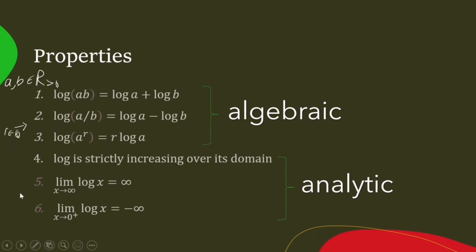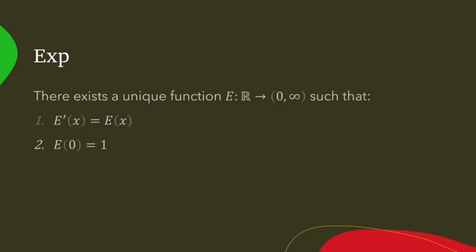And so now with this logarithm function in mind, we can do a similar thing with the exponential function. And so we are going to assert in an entirely analogous way that there exists a unique function e from the reals to the positives such that it satisfies these two properties. The first property being that the derivative of this function is itself, and the second property is that when you evaluate it at 0, you get 1. And so this will be a unique function, and as such, we're going to give it some notation. We'll call it exp of x.